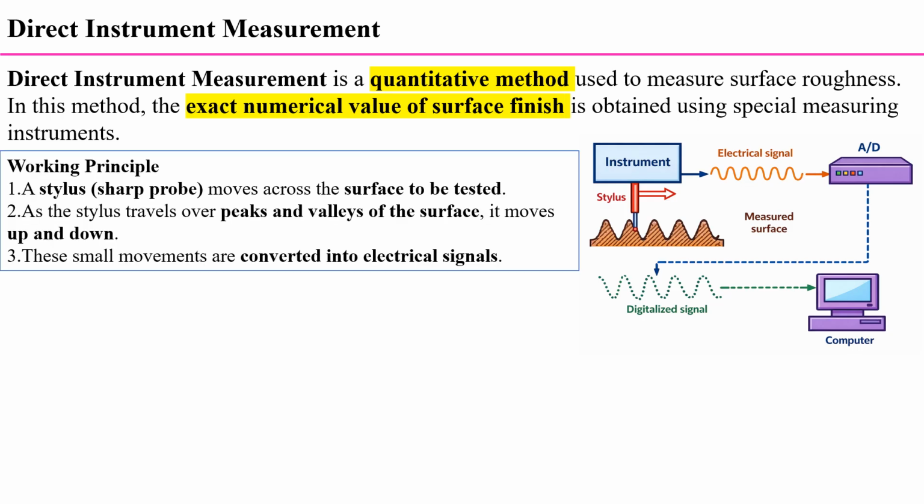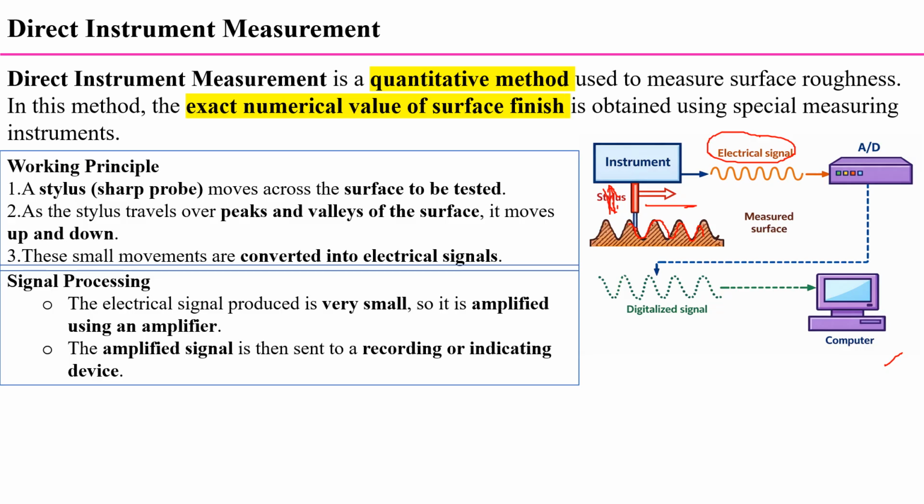Observe the given schematic picture. In the working principle, a stylus moves across the surface to be tested. The stylus travels over the peaks and valleys of the surface finish, so it moves up and down. Then these small up and down movements of the stylus are converted into electrical signals.